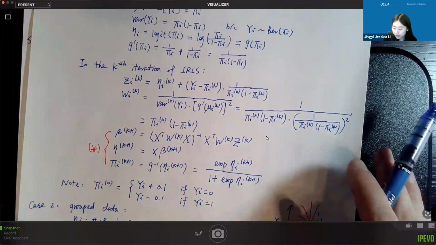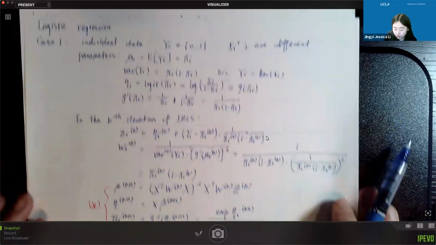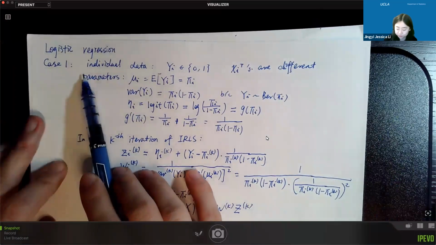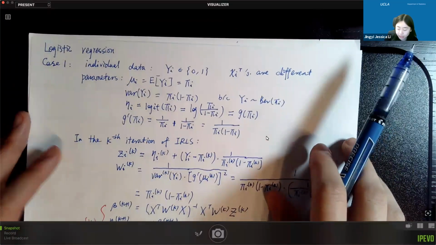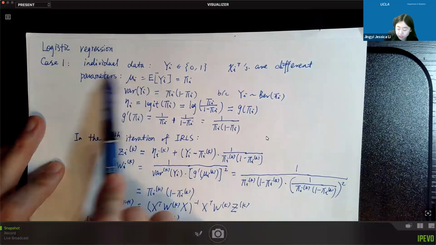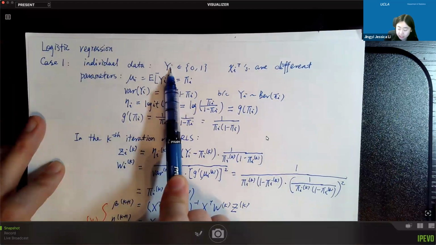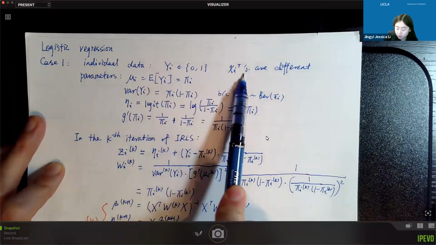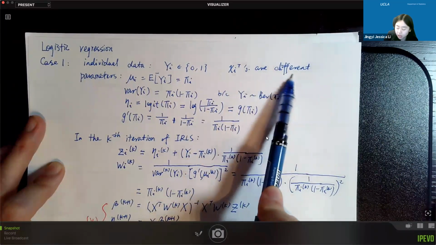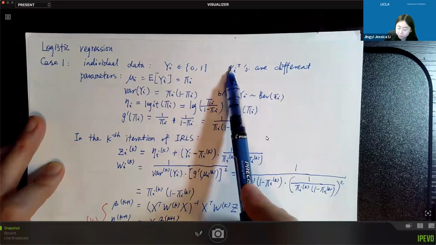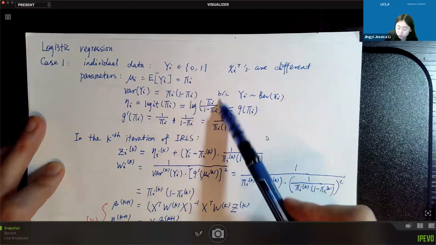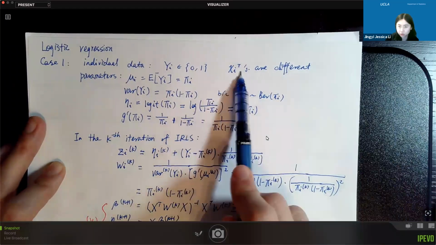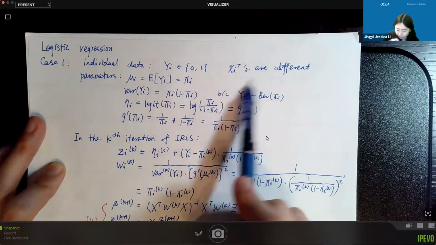For a specific application to logistic regression, we consider two cases as we did before. Case one is for individual data. For individual data, y i is equal to 0 or 1, and each i's covariate vector or feature values are all different. Otherwise, we're going to combine these two observations into one observation, which is what we call group data, because we don't want our design matrix to have repetitive rows.